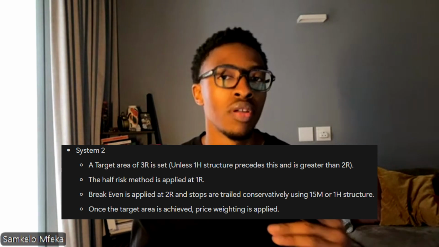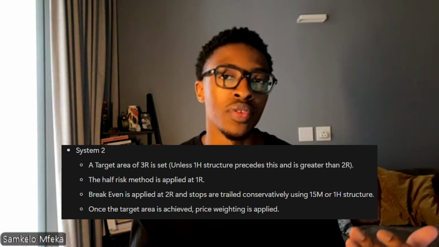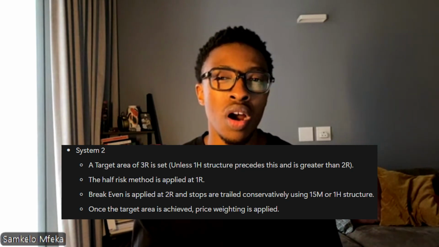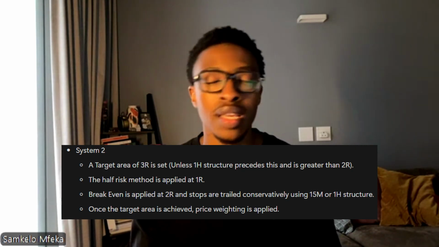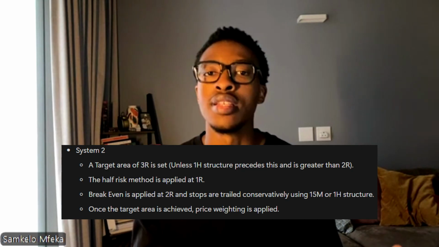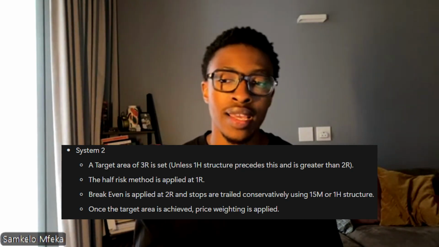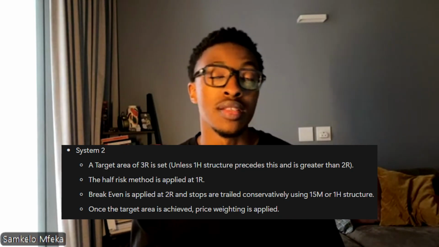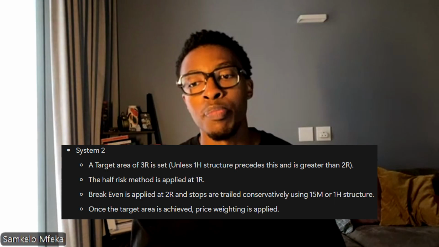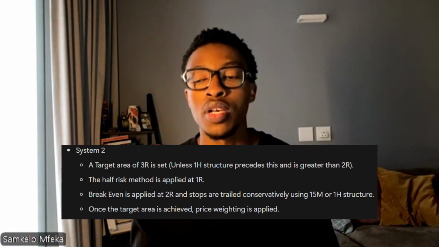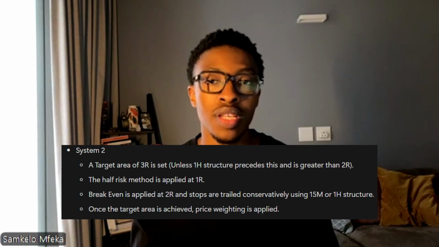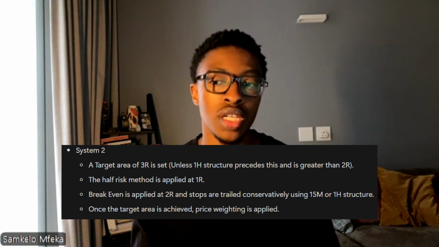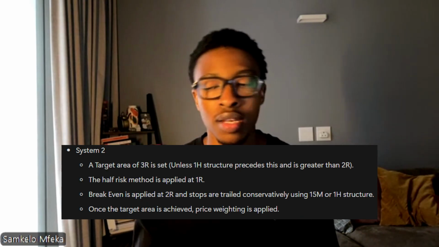But if not, 3R is set, or if that equal low equal high is slightly less than 2R, I don't like taking a position where my risk to reward isn't at least 2R. So if it's lacking, then I'll just set 3R. Here the half risk method is applied at 1R. Break even is applied at 2R, and the stops are trailed conservatively using the 15-minute or 1 hour structure. And then once the target area is achieved, then price weighting is applied.